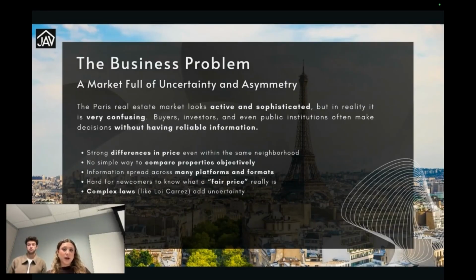This can be a big problem for people like you, or even me, or investors, or even the government. Also, Paris has complex laws in France, like the loi Carrez. I don't know if you know it, but under the loi Carrez it's illegal to rent or sell something less than 9 square meters. This adds a lot of uncertainty to the real estate market in Paris.